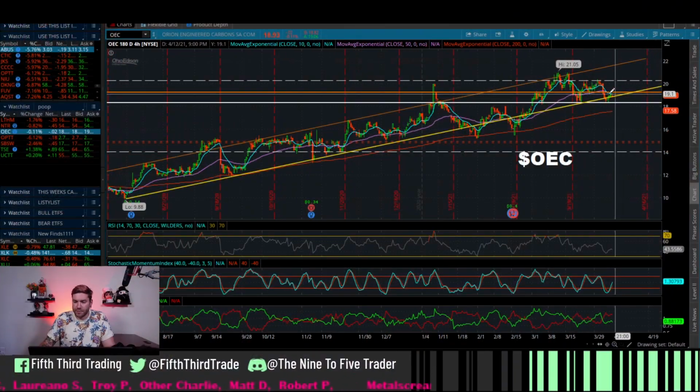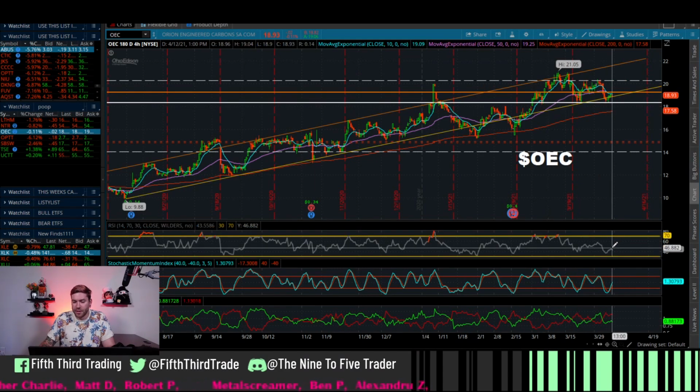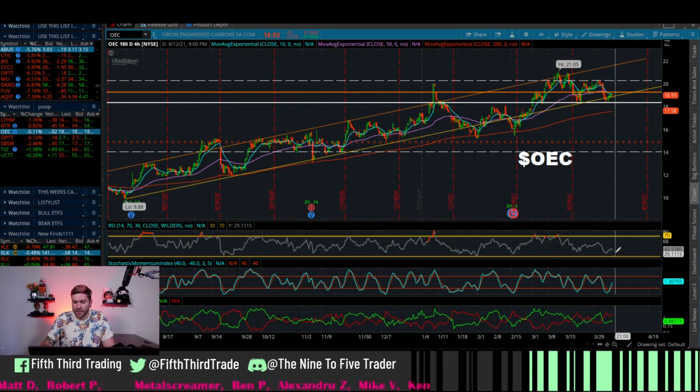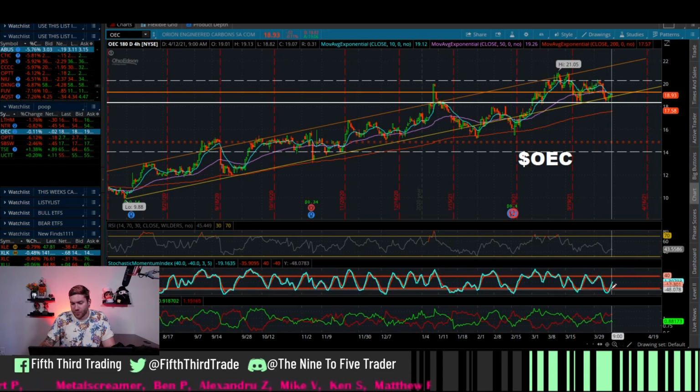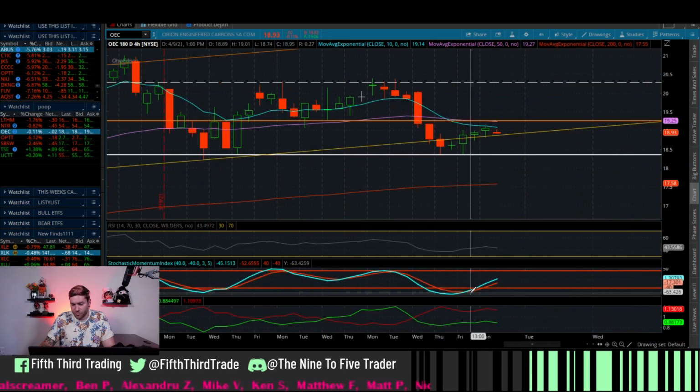So this looks like a good area to buy into if it does break back above. If not, I think the 200 makes the most sense. RSI is low, and that's a good sign. It should be a little bit lower possibly. Stochastic is showing some life, and it is starting to wane a little bit.